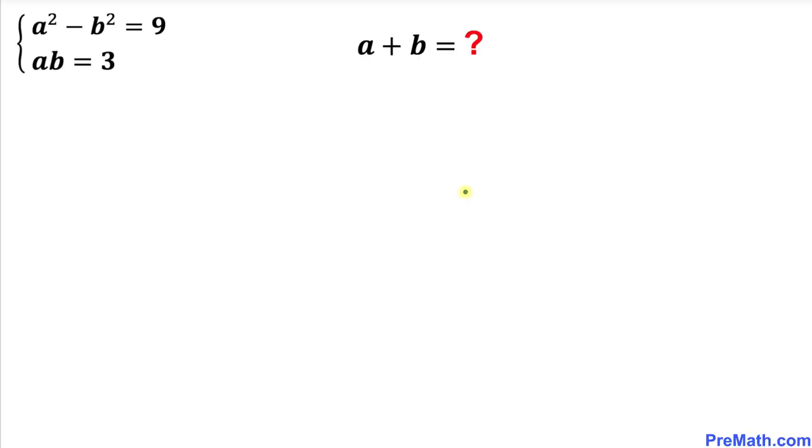Welcome to Pre-Math. In this video, we have this system of equations: a square minus b square equals 9 and a times b equals 3. And now we are going to find the value of a plus b.